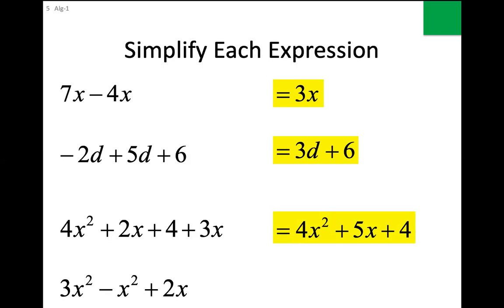Piper, you want the last one? Sure you do. What's the exponent? The exponent is the small number 2. Are there any exponents here that have a 2 on it that are also an x? That one. You got it.